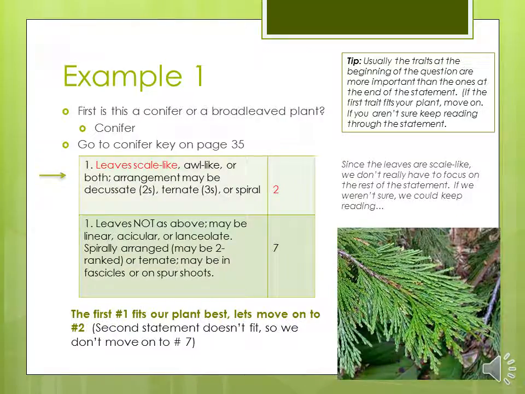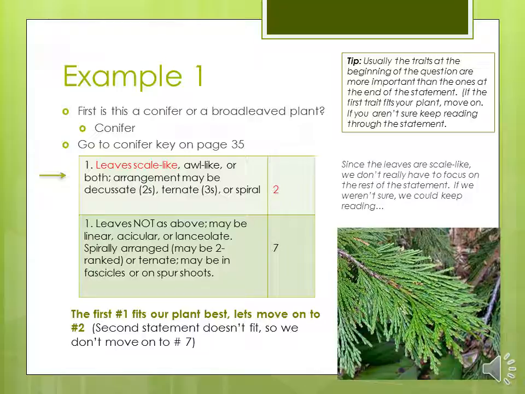The conifer key starts on page 35, so if you were working through this plant, you go ahead and go to page 35. And choice number 1 is, are the leaves scale-like, awl-like, or both? And the other choice is that the leaves are not as above. They may be linear, acicular, or lanceolate. The tip in the upper right-hand corner states that usually the traits at the beginning of the question are the most important ones.